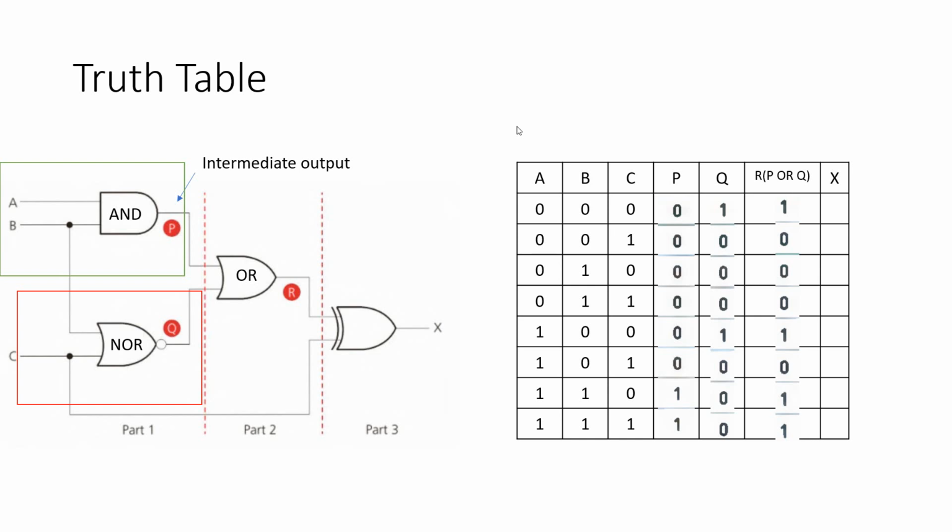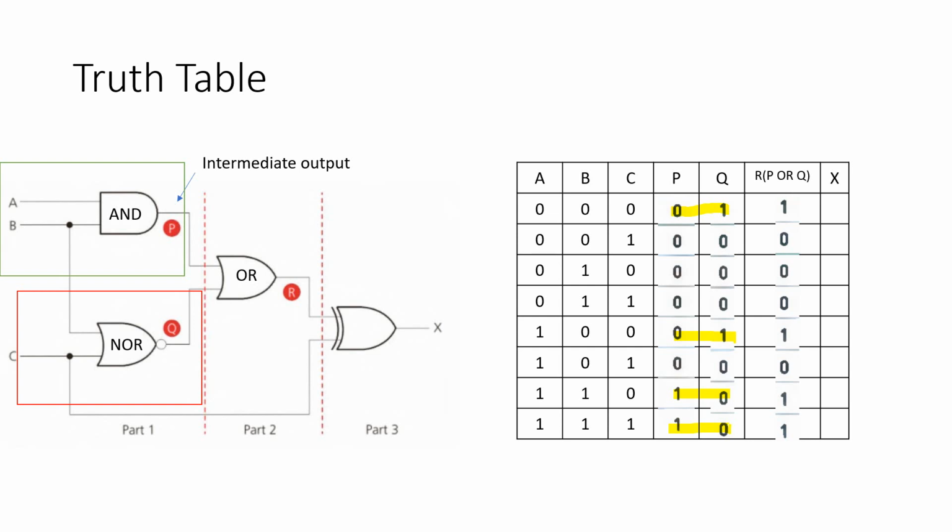When you say ORing P and Q, what you need to understand is that if there is a 1 anywhere, it will give you a 1. So here you can see 0 plus 1, you will be getting a 1. Again here 0 plus 1, you will get a 1. 1 plus 0, you will get a 1. 1 plus 0, you will be getting a 1. So that's how you find the R.